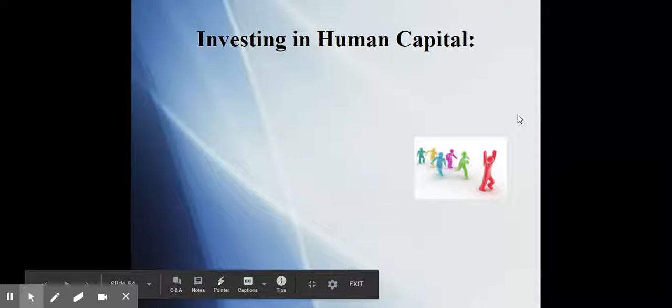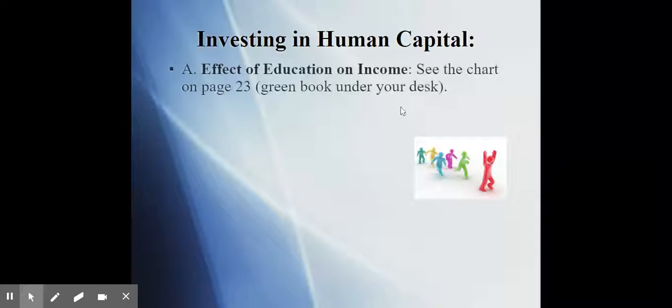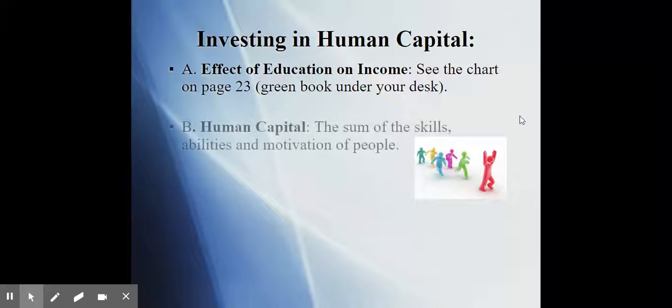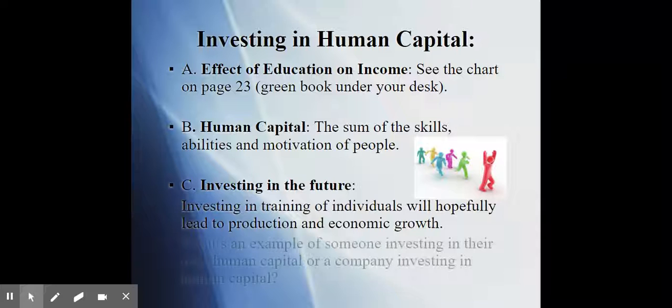So we're talking about human capital. This is the last of the factors of production in a way. So you can see that human capital is the sum of the skills, abilities, and motivations of people. So investing in the future is an example of human capital. Investing in training of individuals will hopefully lead to production and economic growth. What is an example of someone investing their own human capital or a company investing in human capital?